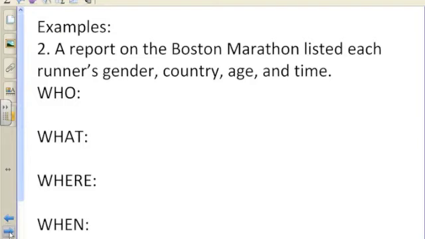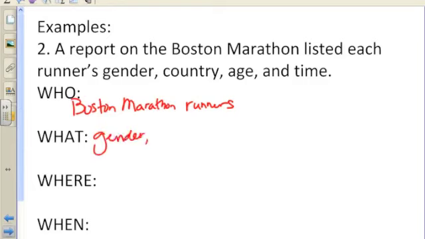Who? I gathered information about runners. Now, I can be more specific. These are Boston Marathon runners. And the more specific I can be, the better. And what information did I gather? Well, I gathered their gender, their country, their age, and the time it took them to run the marathon.